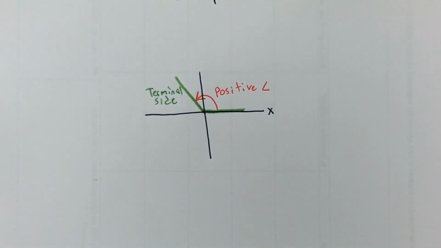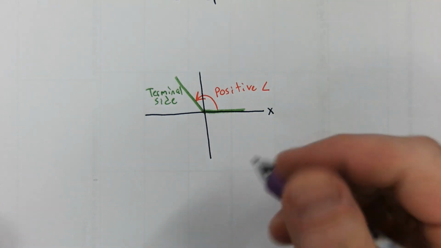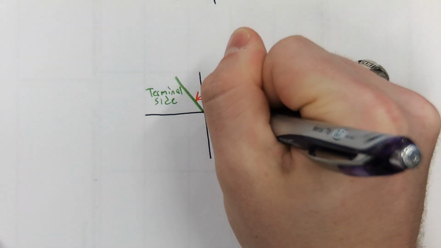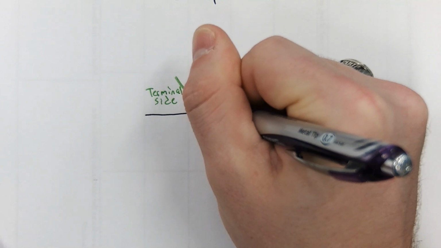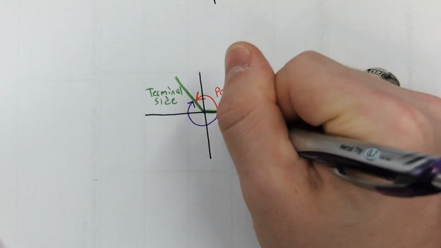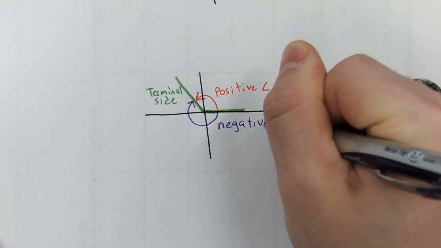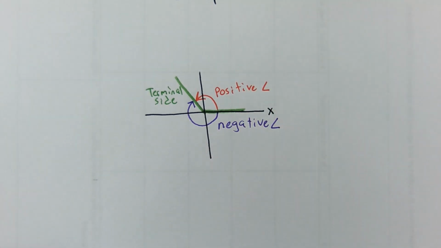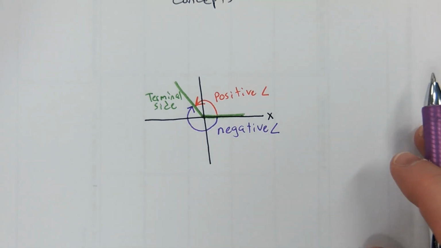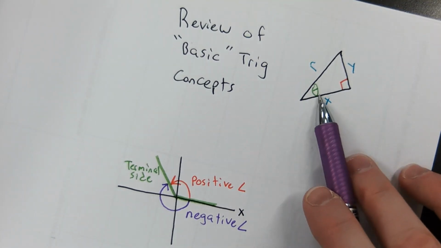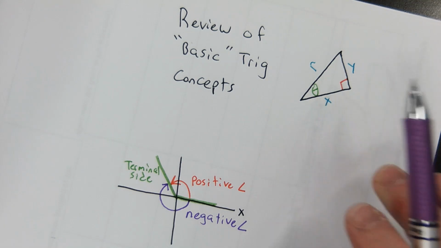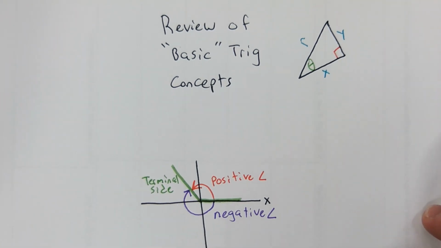Now, it doesn't have to open counterclockwise. It could open clockwise. And if it opened clockwise, it would begin at the positive x-axis because that's where all angles begin, and it would end there. And this would be considered a negative angle. There. And we typically use the Greek letter theta to represent our angles. So just get used to seeing that, T-H-E-T-A, theta.